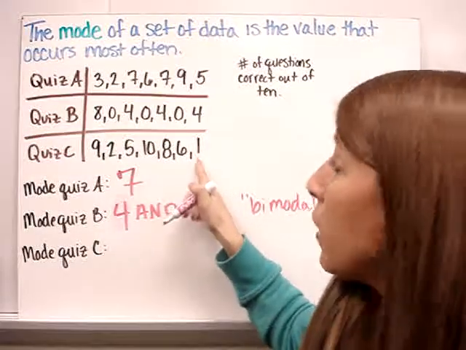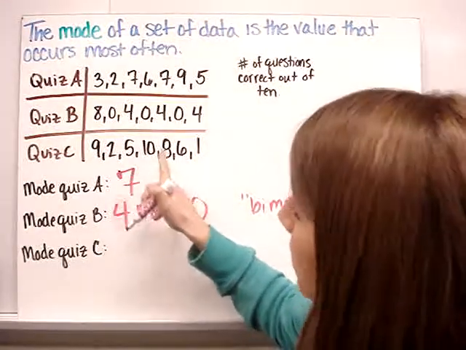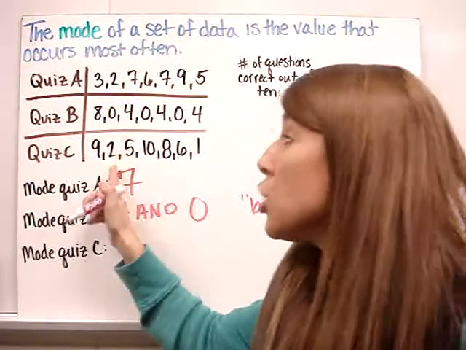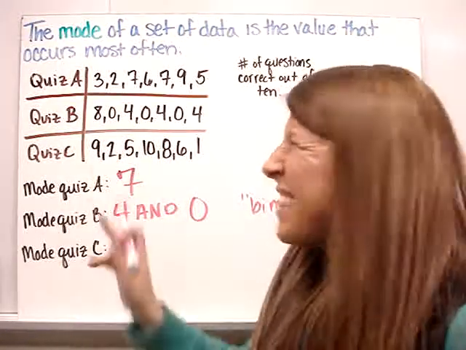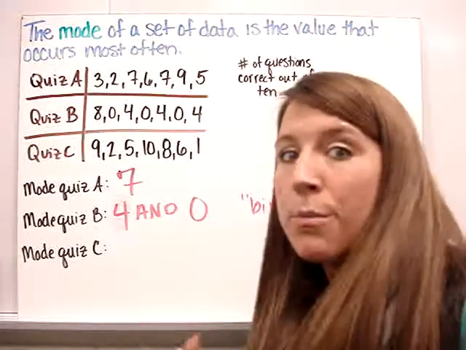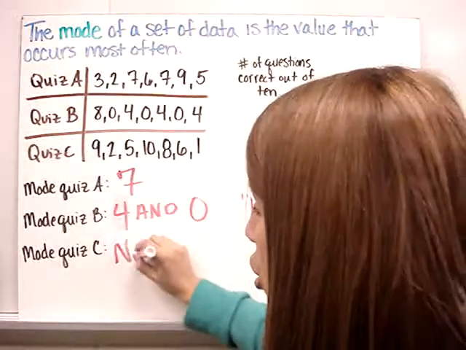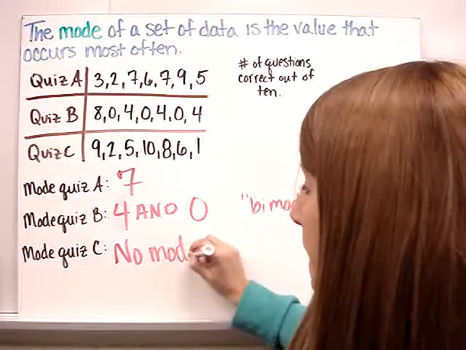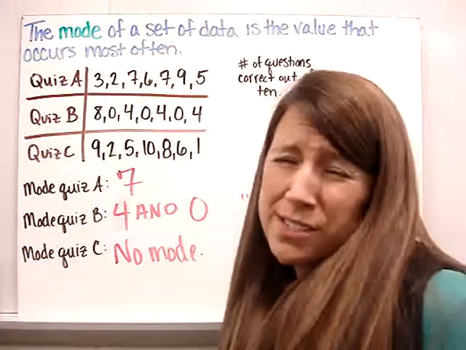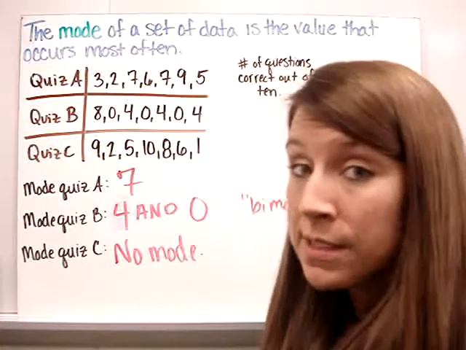Because 1 occurs once, 6 occurs once, 8 occurs once, 10 occurs once, 5 occurs once, 2 occurs once, and 9 occurs once. They all occur the same number of times. They all occur once, so there's no mode. Okay? And it's possible for there to be no mode because there's nothing that occurs more than anything else.